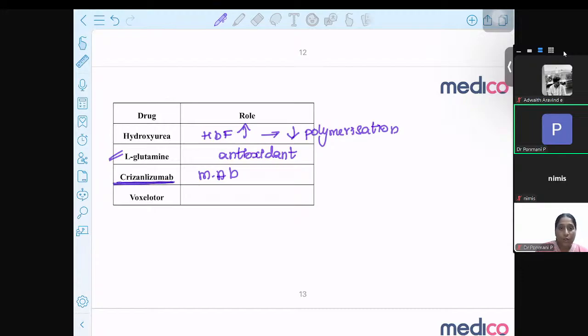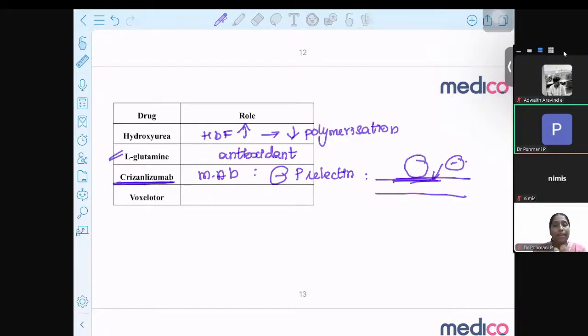And what is this going to do? This crizanlizumab acts as an inhibitor of P-selectin. And what does this selectin have to do? This P-selectin is responsible for the attachment of the RBCs to the blood vessels. So once this is inhibited, then trapping of the RBCs and the polymerization will also be inhibited.